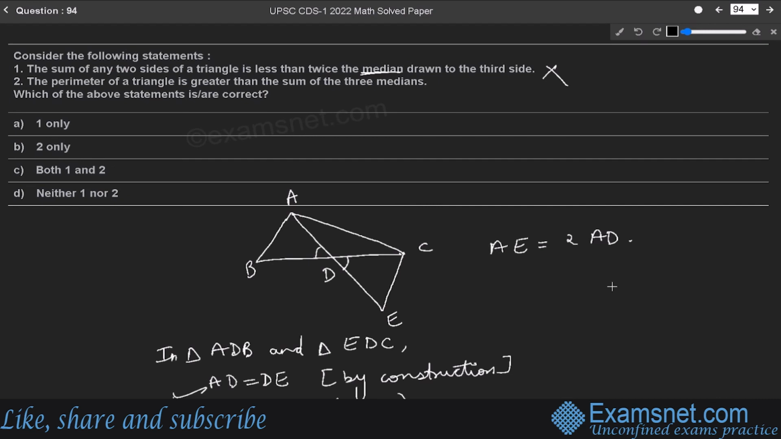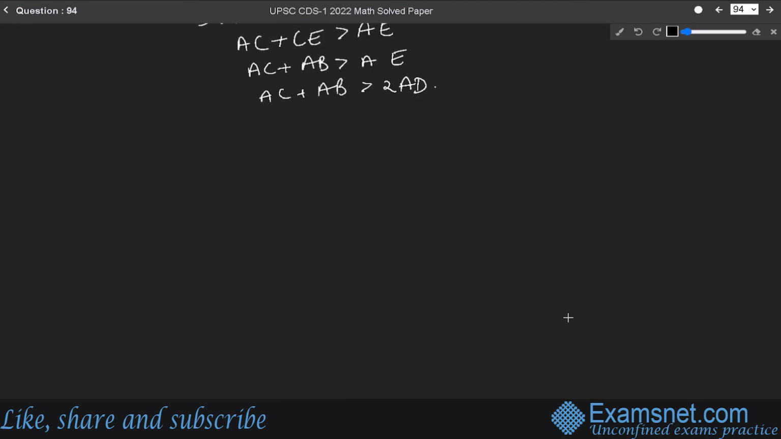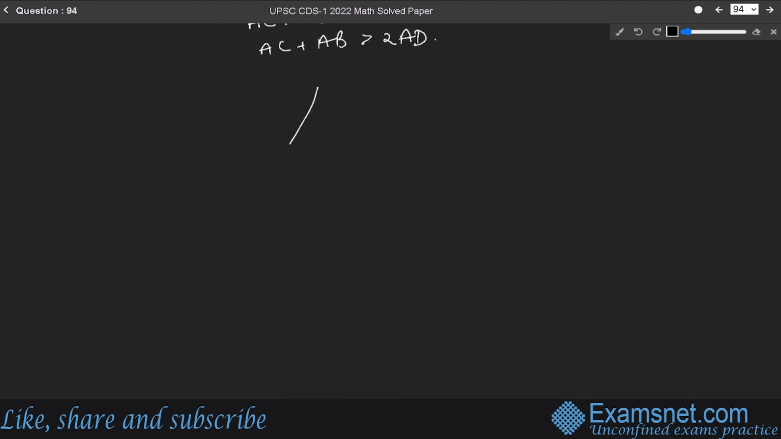Now let us look at the second statement. The second statement says that the perimeter of a triangle is greater than the sum of the three medians. It means in a triangle there are three medians. So first let us make the triangle. According to the second statement, there are three medians, meaning there are medians to all the sides. So the diagram will be somewhat like this. Let us name this A, B, C, D, E and F.